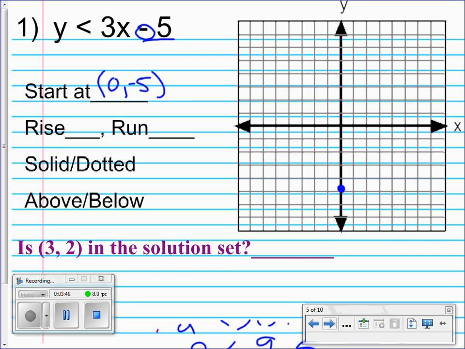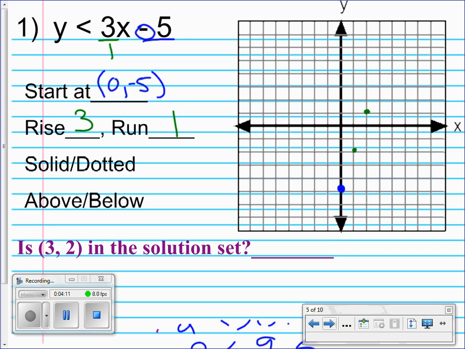Then I have to look at my slope. I have a slope of 3 over 1, which means I have a rise of 3 and a run of 1. So to plot the next point, I'm going to rise 3, 1, 2, 3, and run 1.